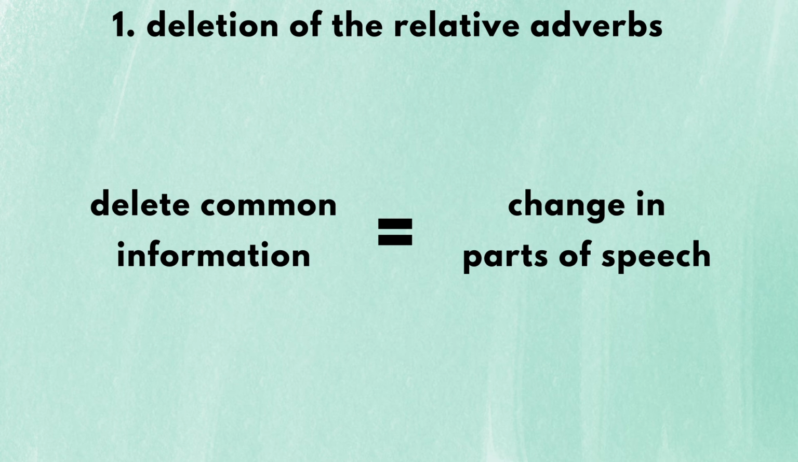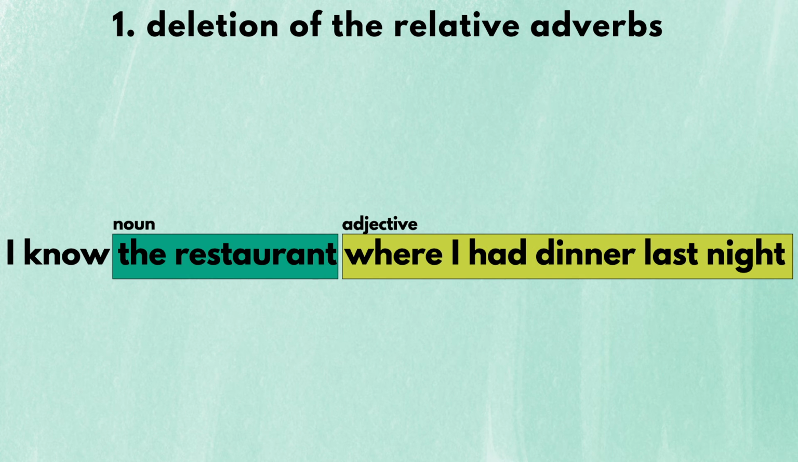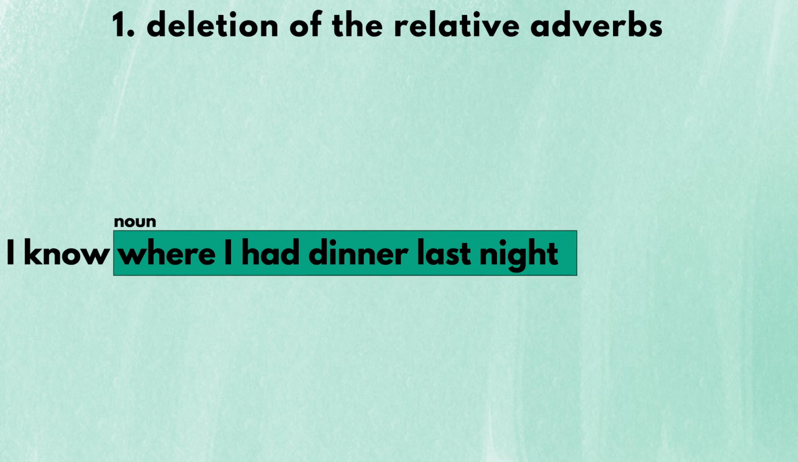Be aware that when you delete the common information instead of the relative adverb, the part of speech of the relative clause changes. What do I mean? When you write both the common information and the relative adverb, the part of speech of the relative clause is an adjective. However, if you delete the common information noun, the part of speech of the relative clause changes into a noun. For this reason, people often exclude the common information noun when they don't want to specifically name something, either because they don't know how to call it or because they want to call something by its definition.